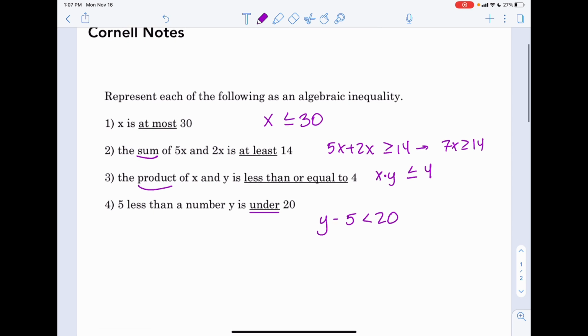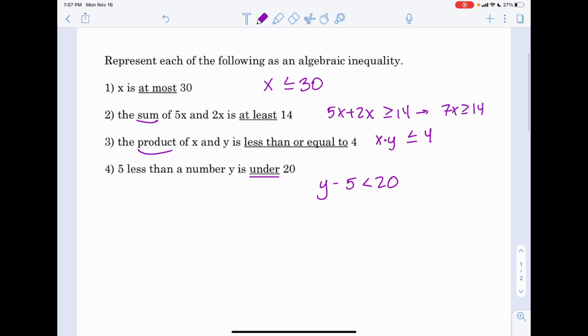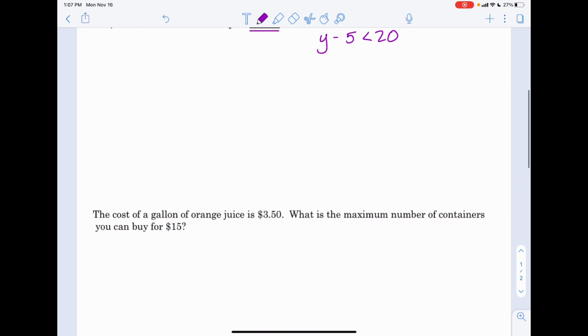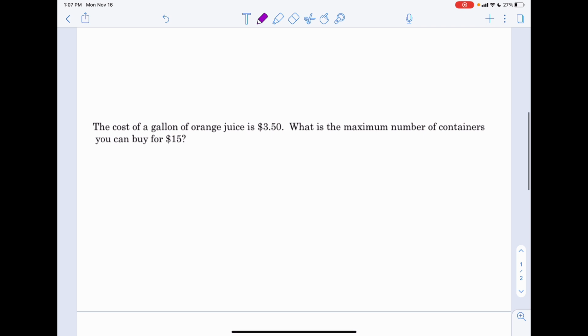So using that idea, remember you can pause this at any time to take notes and unpause and continue watching. Using this idea, let's answer this first question here. The cost of a gallon of orange juice is $3.50. What's the maximum number of containers you can buy for $15? So we want to say, let x equal the number of containers.